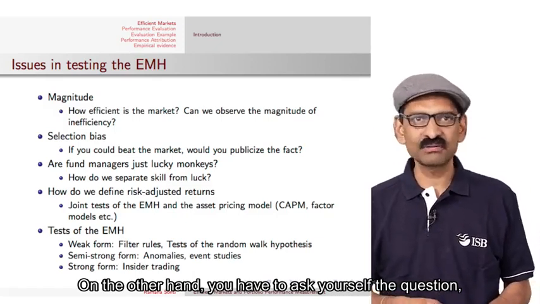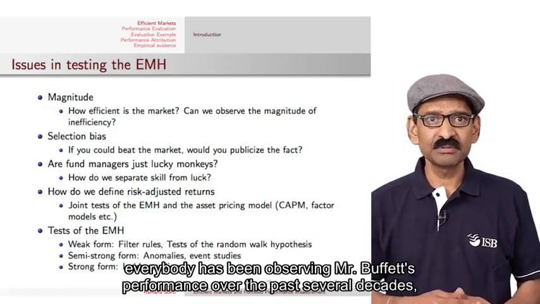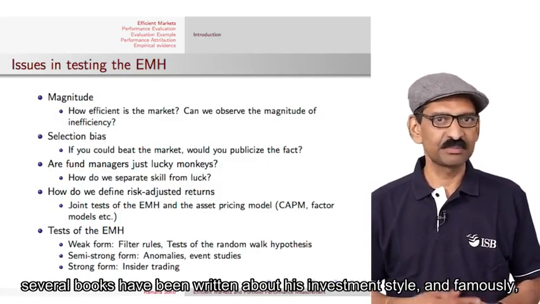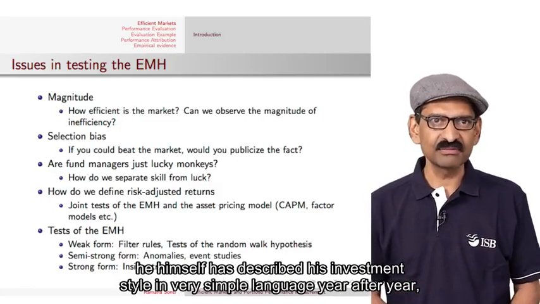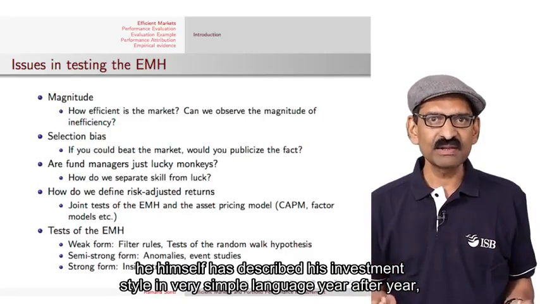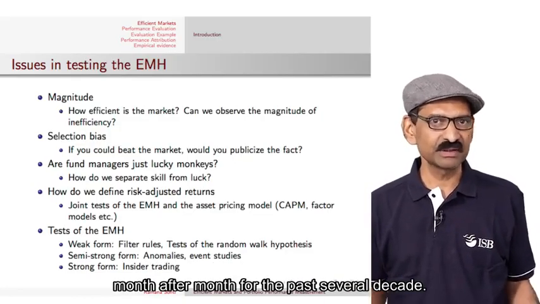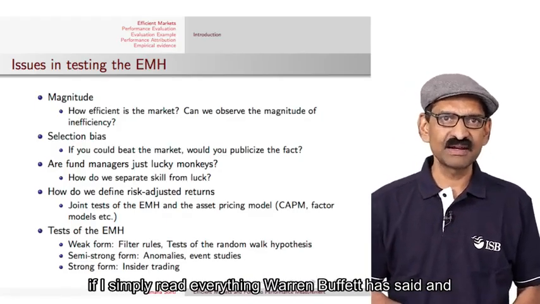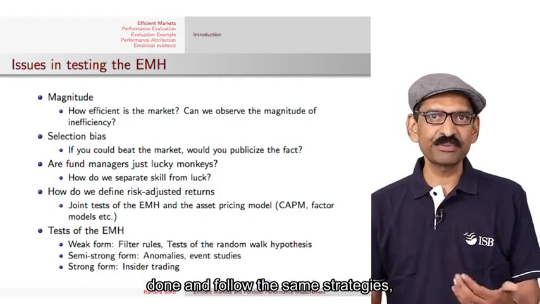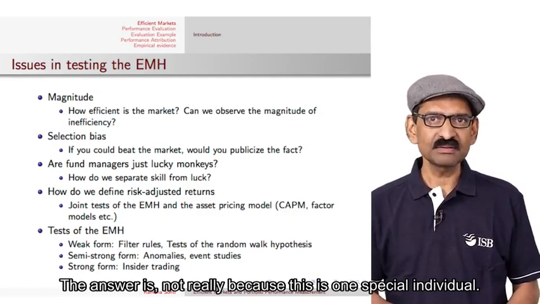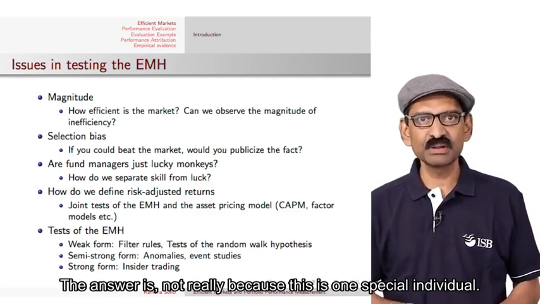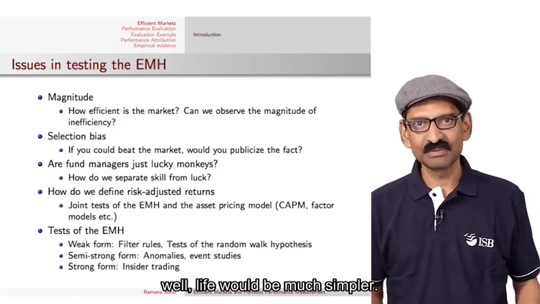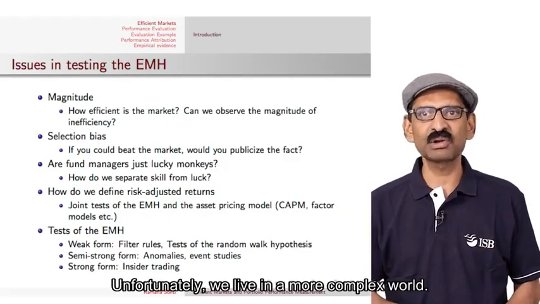On the other hand, you have to ask yourself the question, everybody has been observing Mr. Buffett's performance over the past several decades. Several books have been written about his investment style, and famously, he himself has described it in very simple language, year after year, month after month. But if I simply read everything Warren Buffett has said and done and follow the same strategies, can I make money? The answer is not really, because this is one special individual. If it were so easy to discover a Buffett money machine and all of us make money, life would be much simpler. Unfortunately, we live in a more complex world.